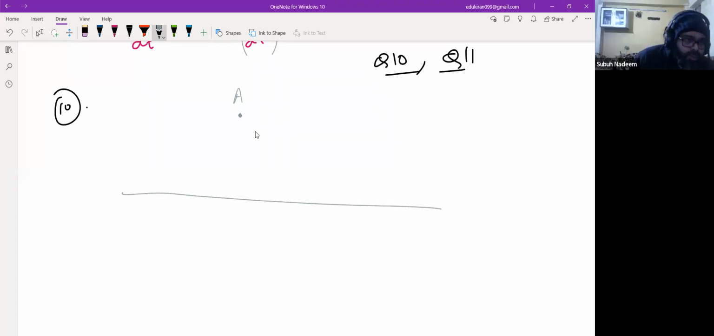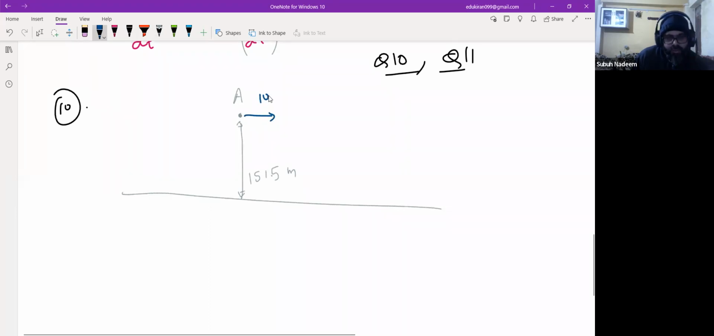Sorry, I was on mute. So I'm saying that the kite is not flying horizontally. The correct word is moving horizontally at this time. So a kite is moving horizontally at a height of 151.5 meters. So right now the height of the kite is 151.5 meters from the ground. If the speed of the kite is 10 meter per second, so it is moving with the speed 10 meter per second horizontally. How fast is the string being let out?